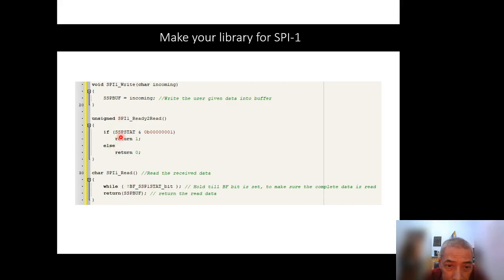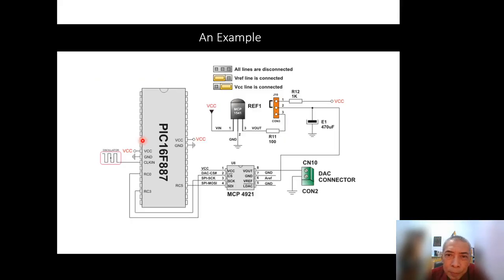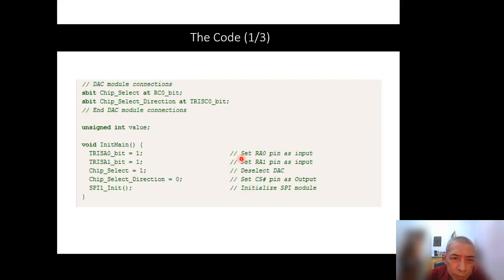Okay, so this is ready to read. If SSPSTAT and 0x01, return 1, it is true, so the data is ready to read. So this is an example of how to access the MCP4921. This is the init main, TRISA0, TRISA1, also 1, and RA0 as input, RA1 as input.